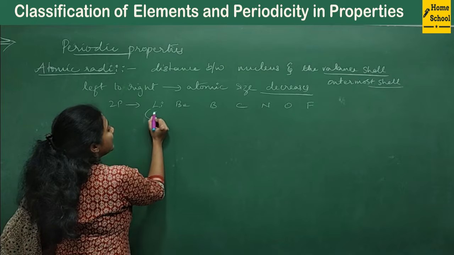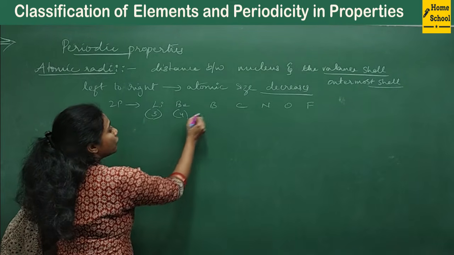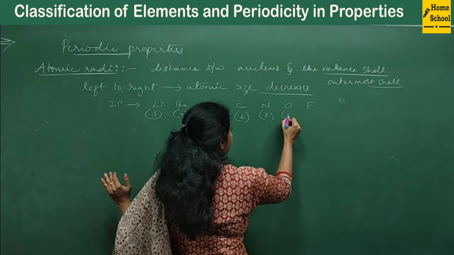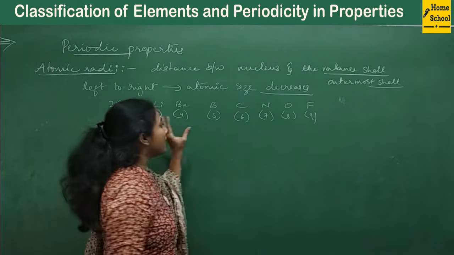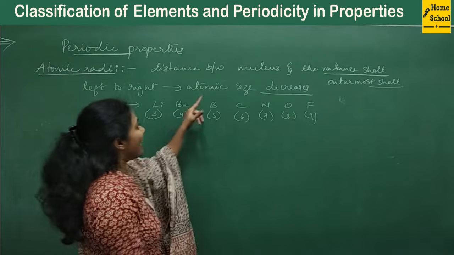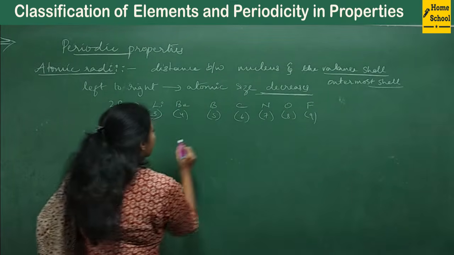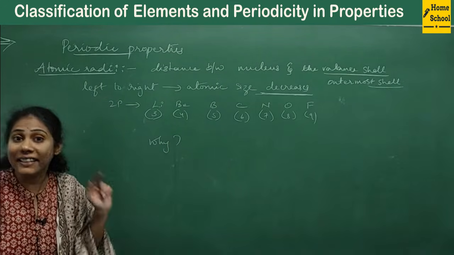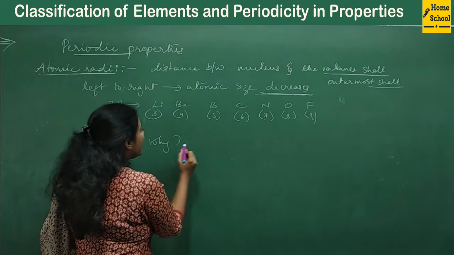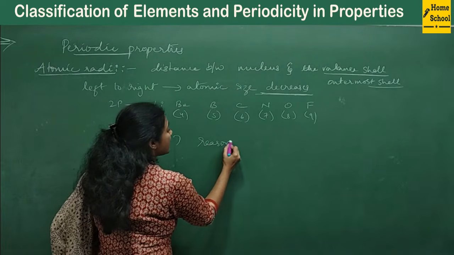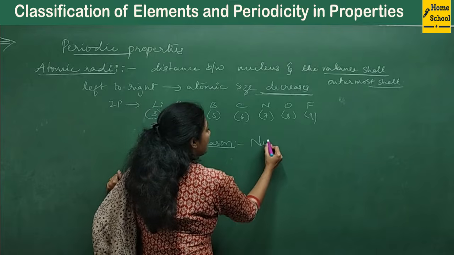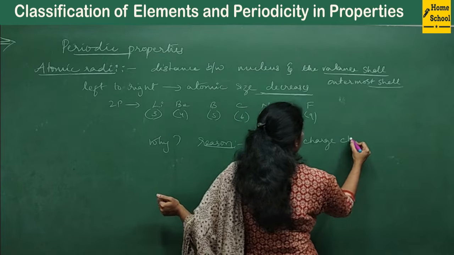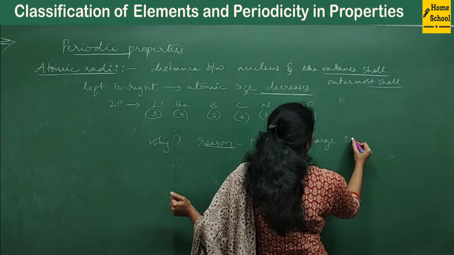Here, lithium's atomic number is 3, beryllium 4, this is 5, this is 6, this is 7, this is 8 and this is 9. Atomic number is increasing gradually, but atomic size decreases. So what is the reason why atomic size decreases? I am giving you a reason, this is really very important. The nuclear charge increases. This is your answer.